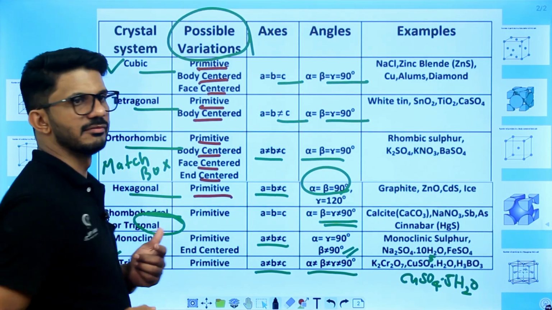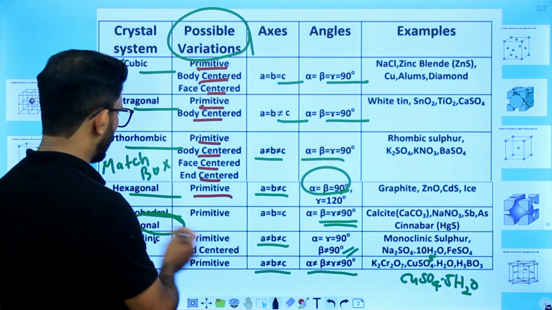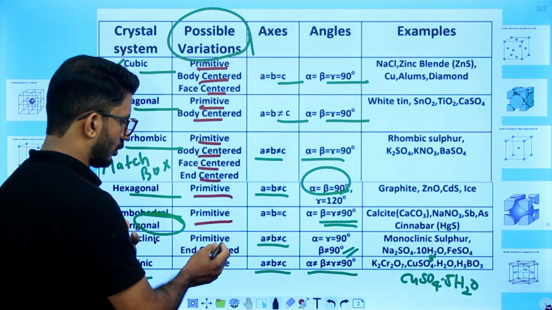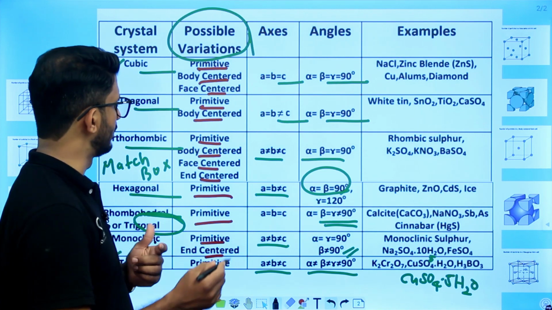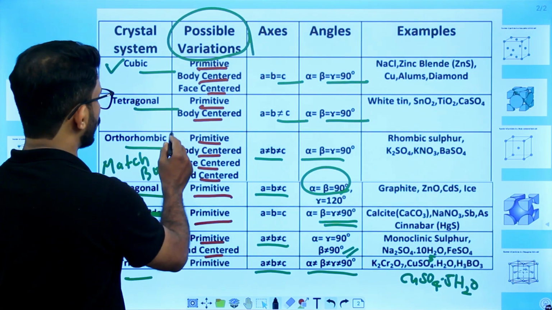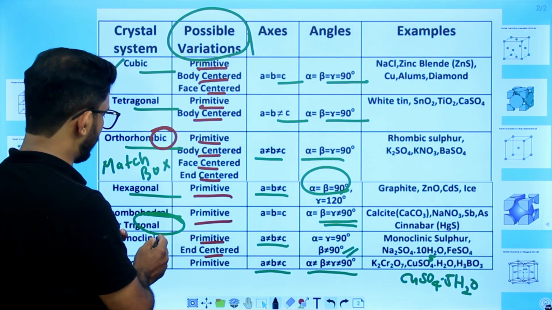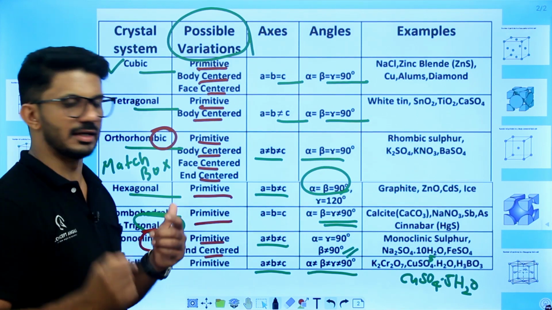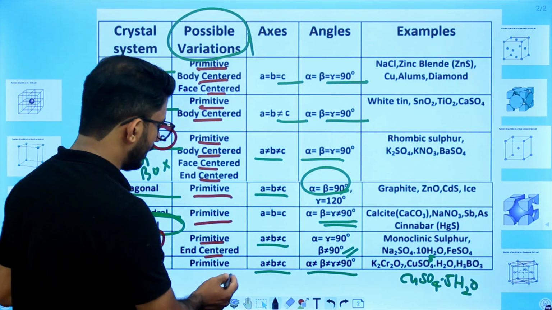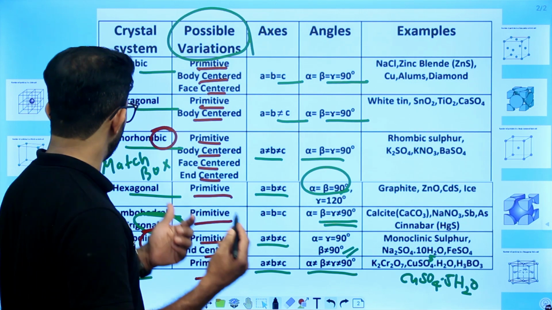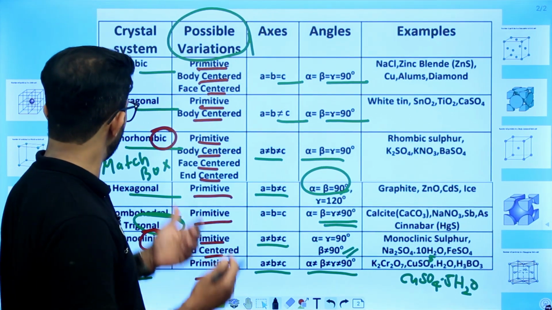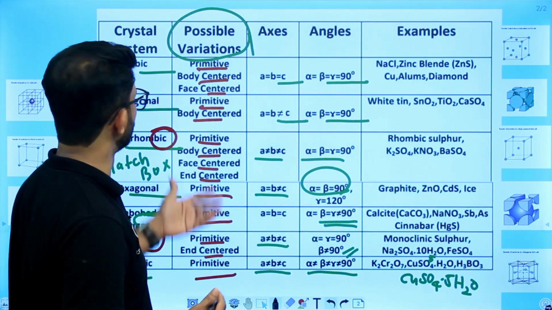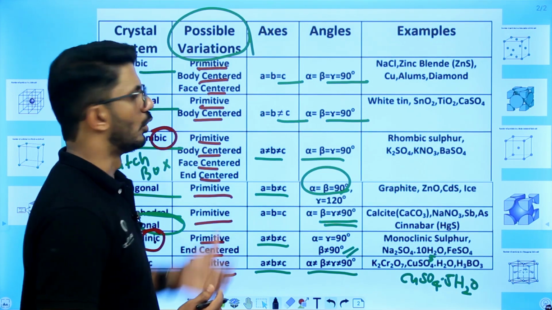Hexagonal only primitive മാത്രമേ ഉള്ളൂ. And rhombohedral only primitive, monoclinic, primitive and end-centered. End-centered 2 കേസിലാണ് വരുന്നത്. ഒന്ന് ഓർത്തോറോംബിക്കിൻ്റെ കേസിലും അതേപോലെ ഒന്ന് മോണോക്ലിനിക്കിൻ്റെ കേസിലുമാണ് end-centered വരുന്നത്. And triclinic only primitive മാത്രമുള്ളത് triclinic, rhombohedral and hexagonal. ഓക്കെ, ഏറ്റവും കൂടുതൽ വേരിയേഷൻസ് പോസിബിൾ ആയിട്ടുള്ളത് ഓർത്തോറോംബിക്.